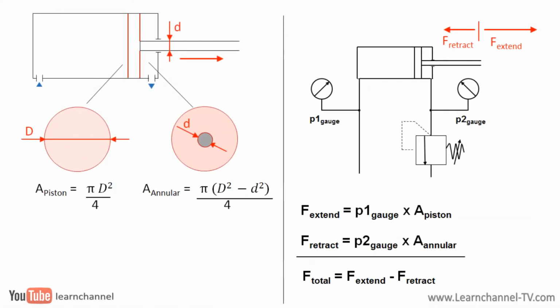This piston force can be calculated by the law of Pascal. If you have pressure on both sides, the effective piston force is the difference of the forces on the piston and rod side.